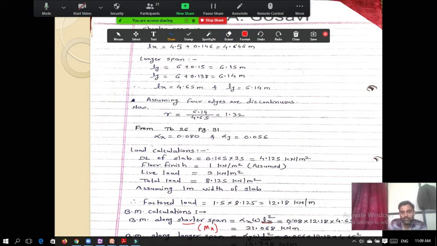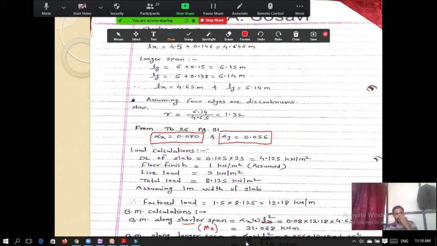It is alpha x W Lx square. Put the value here. The value of alpha x, calculated from that table by interpolation, is 0.08, and this is the value of alpha y. I have already told you in the table, the same value is taken over here. So if you put the value of alpha x, that is 0.08, into the load you have already calculated, 12.18, and multiply this by Lx square, where Lx is your shorter span, you will get the value of bending moment. Similarly, bending moment along the longer span is alpha y W Lx square. Again put the values and you will get the bending moment.